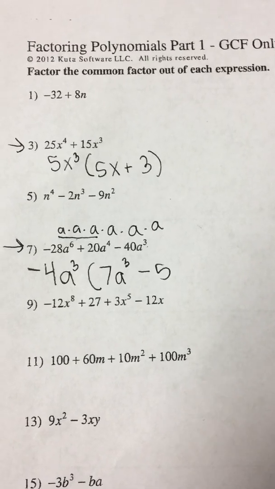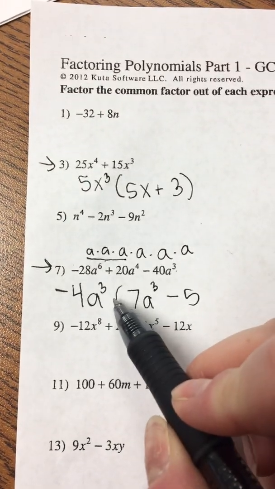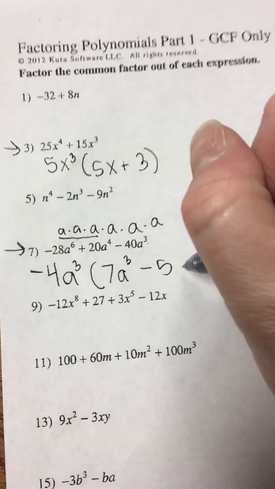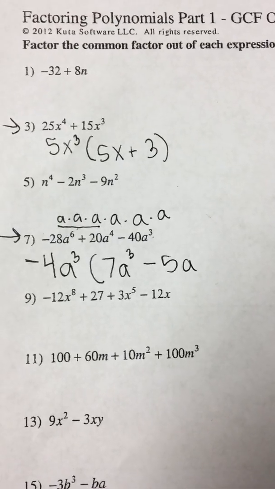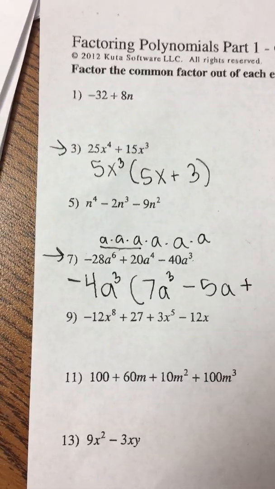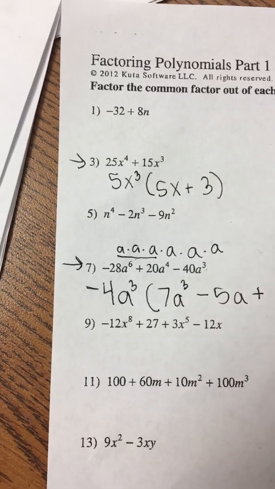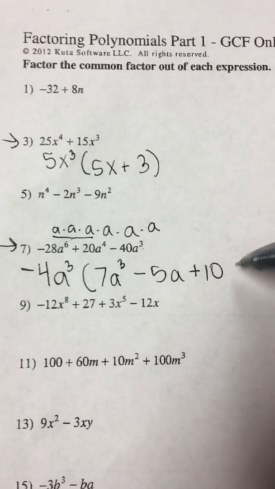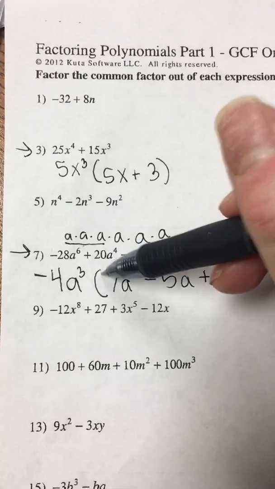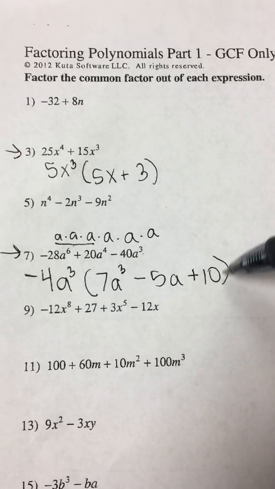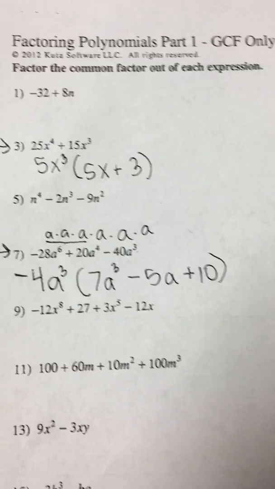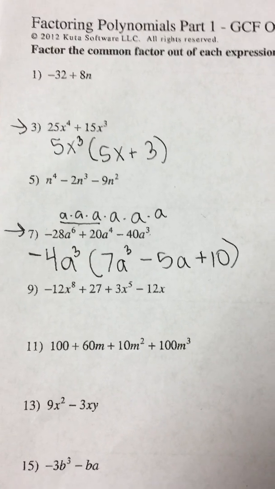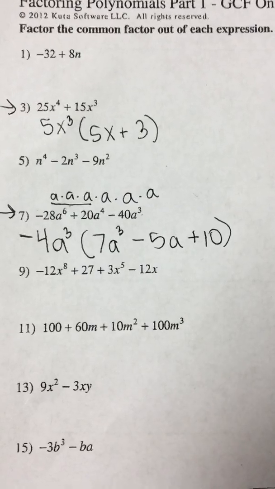Now let's look at the a's. A to the 3rd times what a equals a to the 4th. I need one more a. Then it's going to be a positive because negative 4 times what gives you negative 40, a positive 10. I don't need any a's here because a cubed times no a's is going to equal a cubed. I hope this sort of helps break down how to pull out a GCF and write a polynomial in factored form.